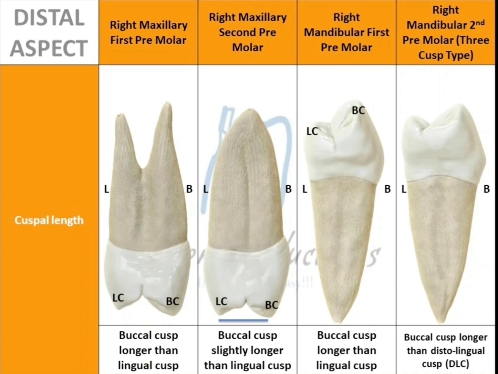But in the case of mandibular second premolars, as we are studying the three-cusped mandibular second premolar, which has two lingual cusps, the lingual cusp which is towards the distal side will be considered as the disto-lingual cusp. For three-cusped mandibular second premolars as well, the buccal cusp is larger than the disto-lingual cusp, as can be observed in the image below.